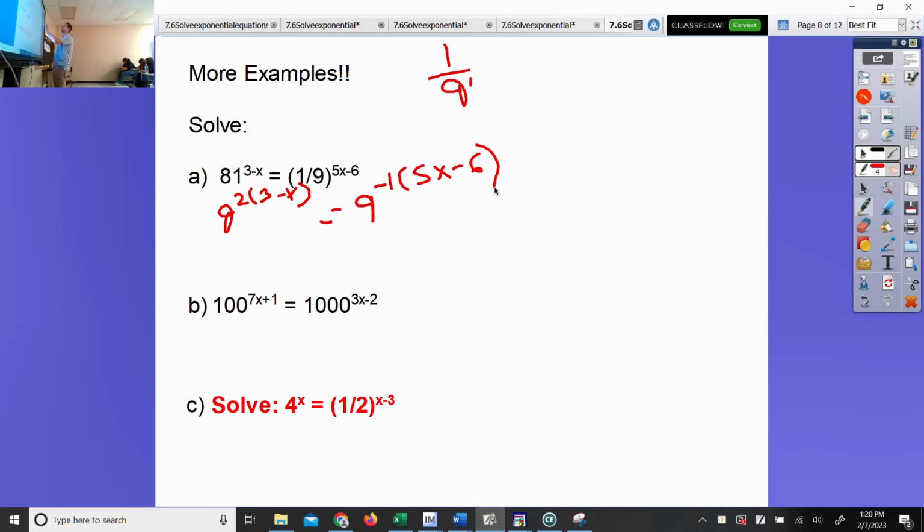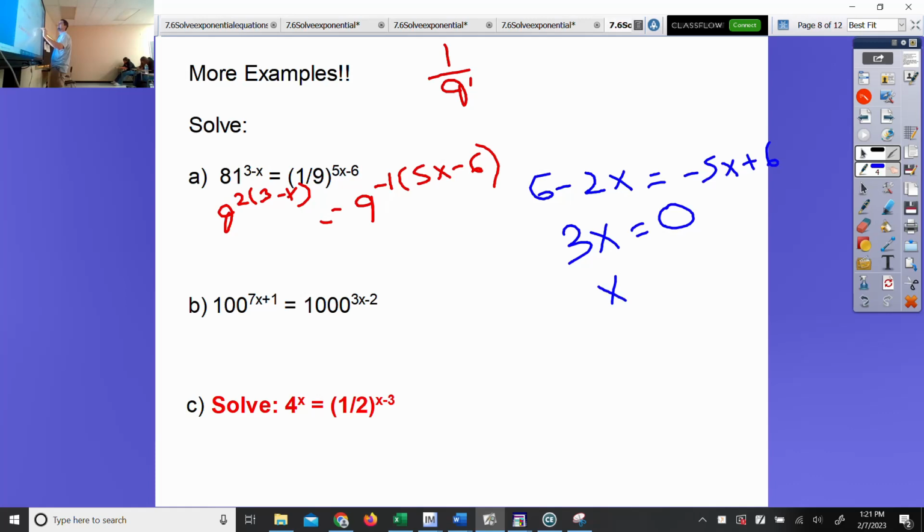Twice a 3 minus an x, what's that give you? How about a -1 times a 5x minus 6? Shift your x's left. How many of them are there? 3 of them. You shift your numbers right, what do you get? 0. What's the x value? 0. Because 0 divided by 3 is still 0.